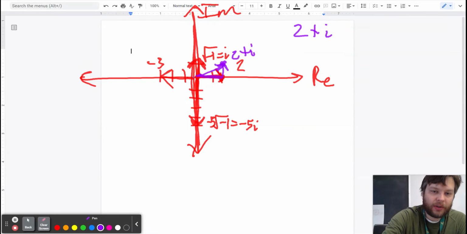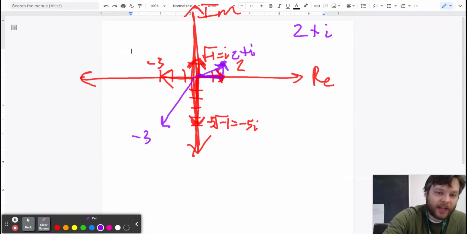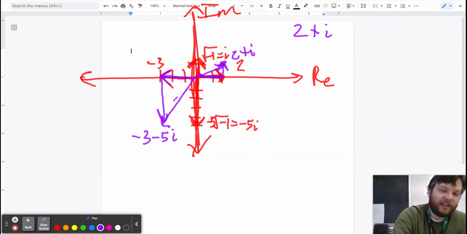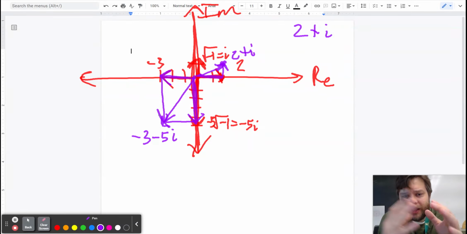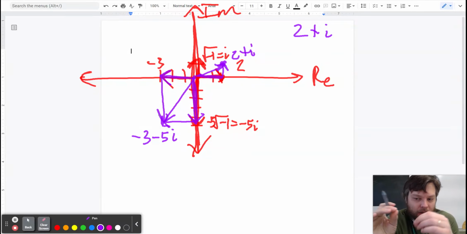Similarly, I could draw an arrow right down here, and that would represent -3 minus 5i. I can get there either by going along my -3 arrow and then along my -5i arrow, or I can go down my -5i arrow and go over like this. So really, this idea of representing complex numbers visually is pretty intuitive. It's just like adding arrows together on a map.